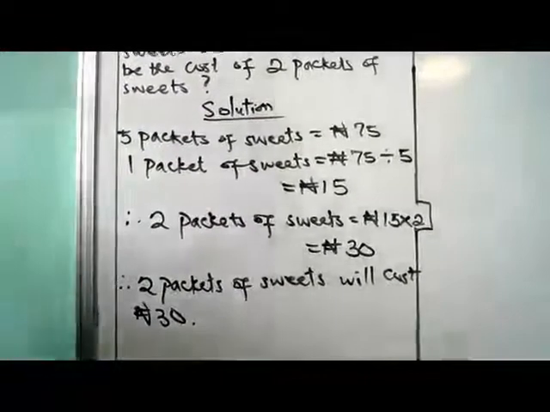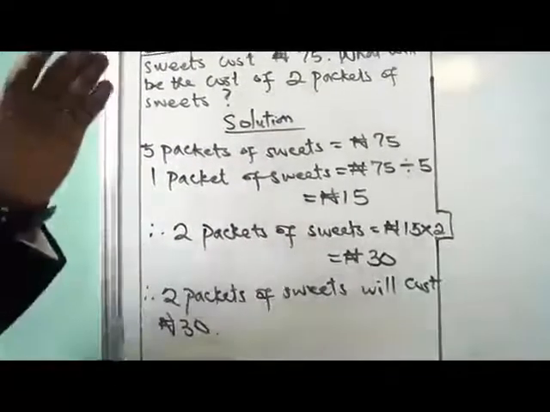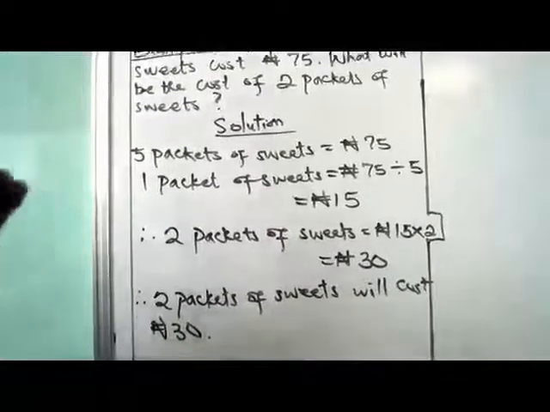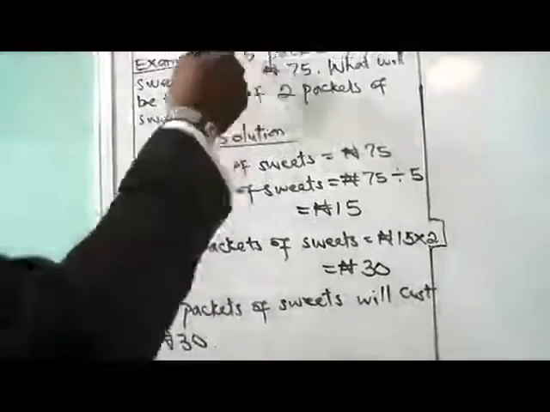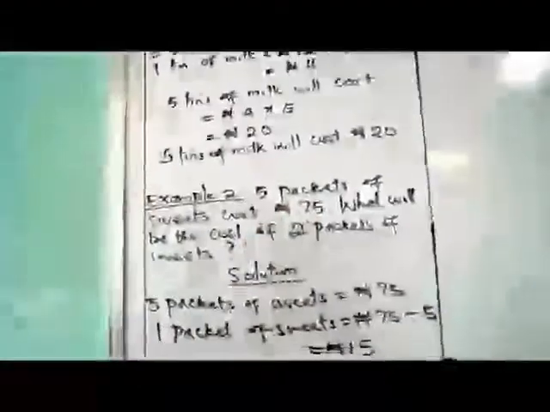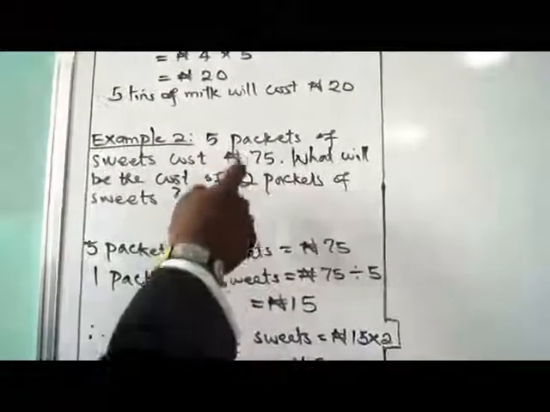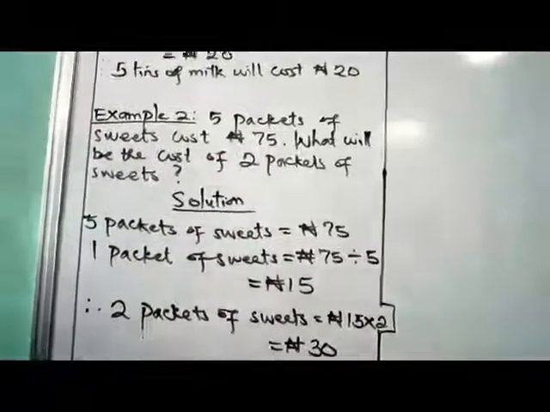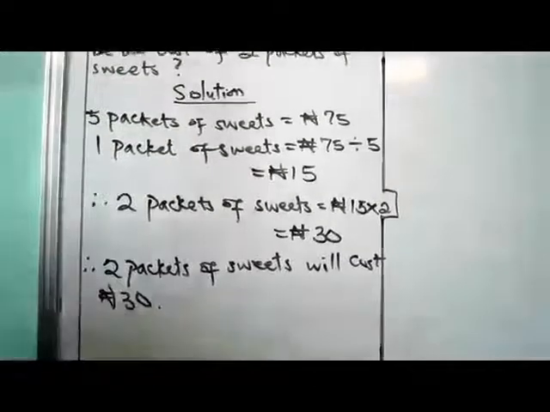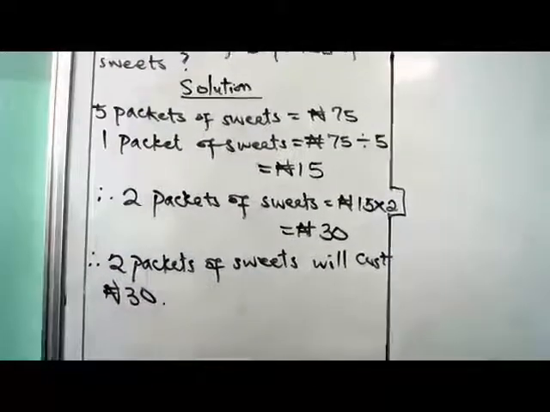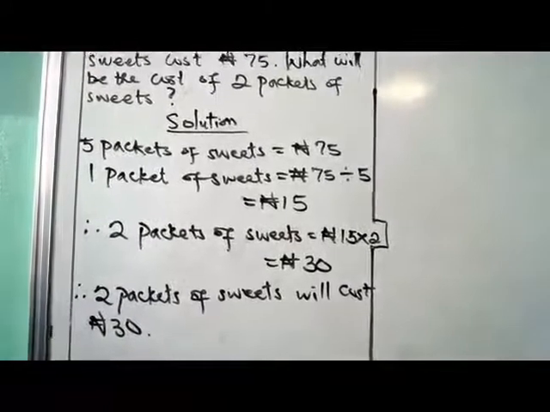Like I said, when we were given the definition of direct proportion, when one quantity increases, the other quantity increases, and when it decreases, the other also decreases. Now, when we look at this example, we have 5 packets of sweet that cost 75 naira. But when the number of packets is reduced to 2, it is expected that the amount it will cost will also reduce. So 2 packets of sweet will cost 30 naira.